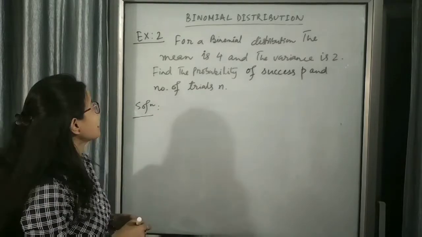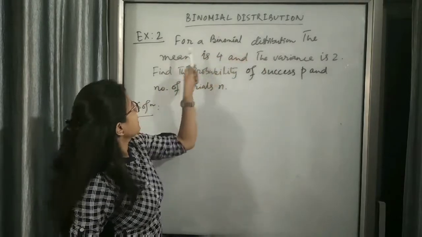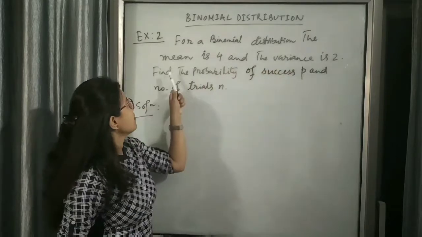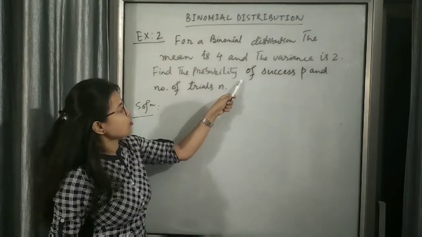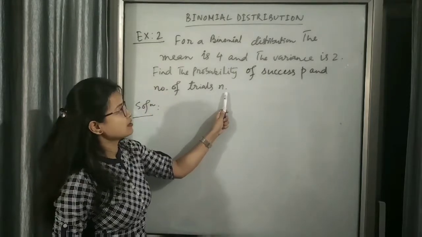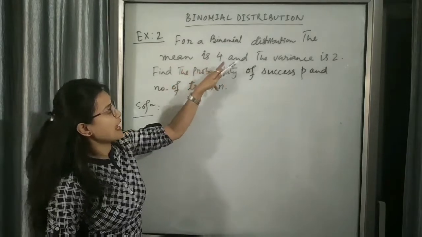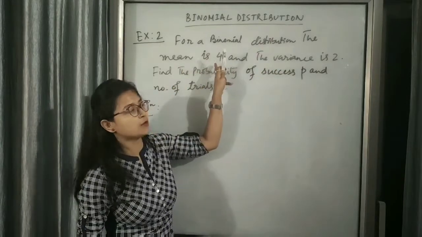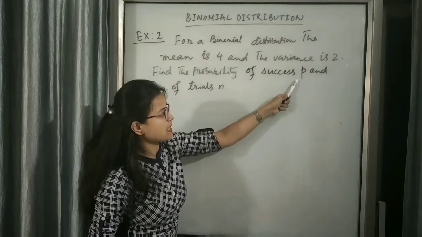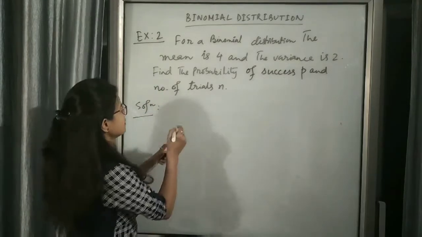Now let us look at the second example. For a binomial distribution, the mean is 4 and the variance is 2. Find the probability of success p and the number of trials n. So in this problem, we are given the mean value and the variance value of the binomial distribution, and we have to evaluate the probability of success p, the parameter, and another parameter, the number of trials n.